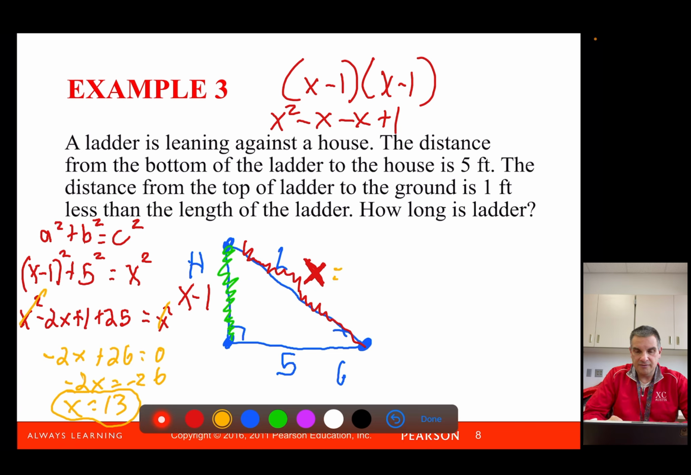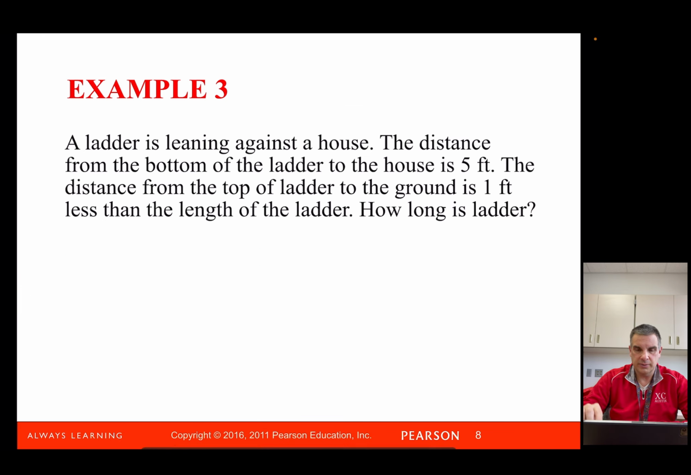So the length of my ladder is 13. The height off the ground is 12. So we solved the applied problem using the Pythagorean theorem. I like to draw them. It helps me when I draw. I can see things a lot better when I can see them.